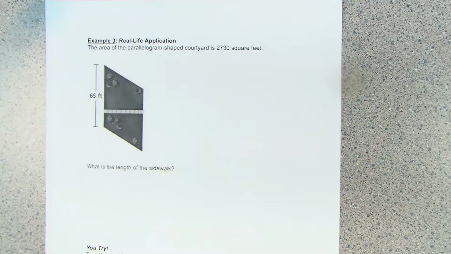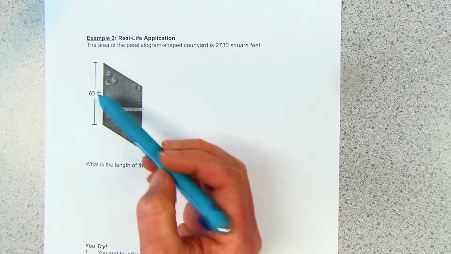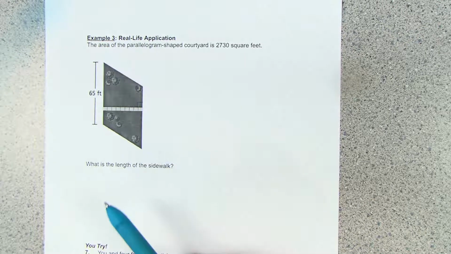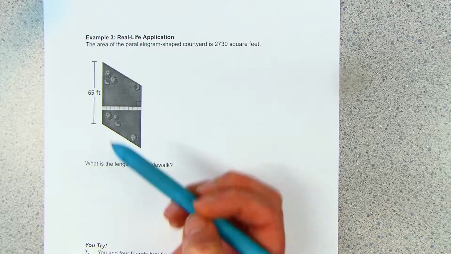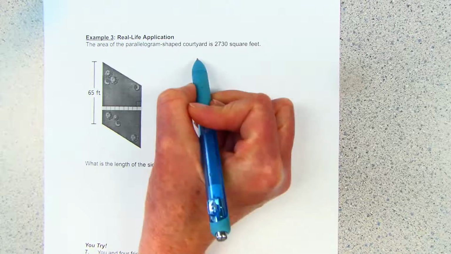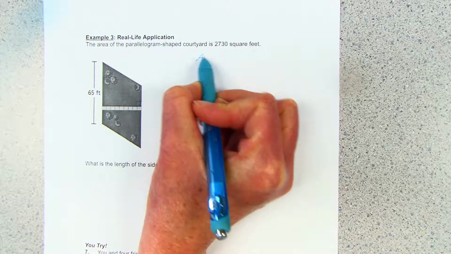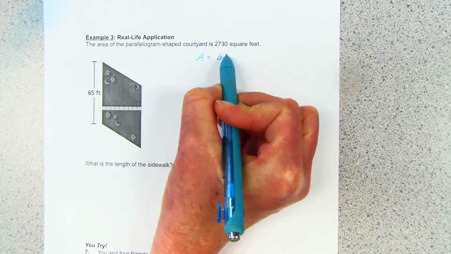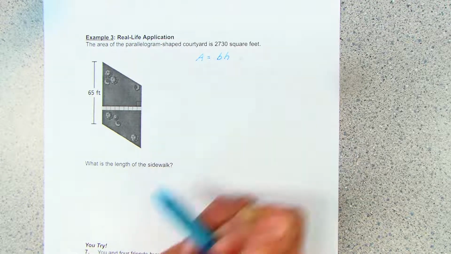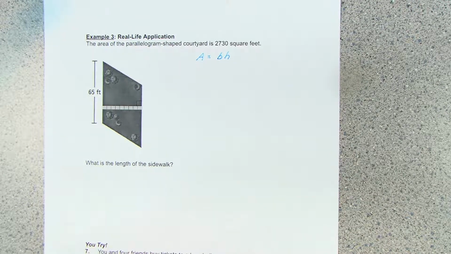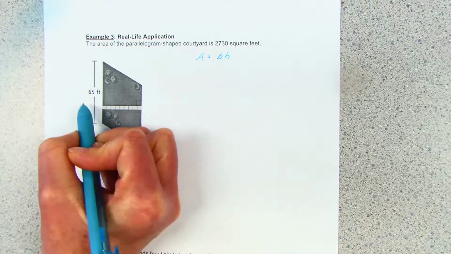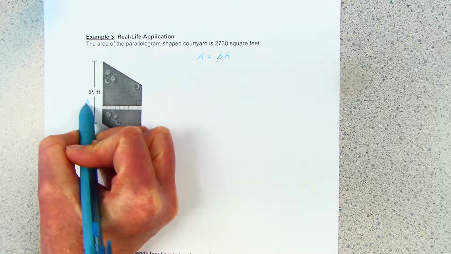Okay, and then our little real-life-ish application. We've got a parallelogram here. I believe in the last set of notes, we talked about the area of a parallelogram is equal to its base times its height, because it's like a squished rectangle. So this is the base.